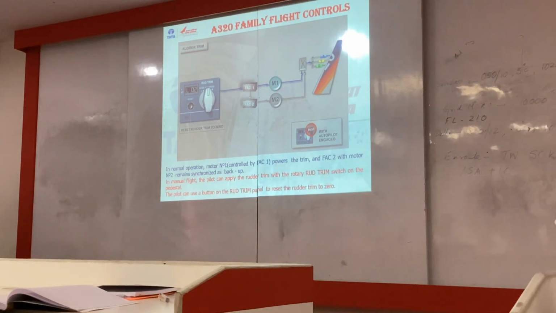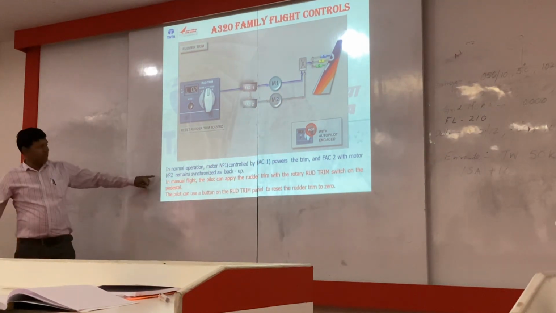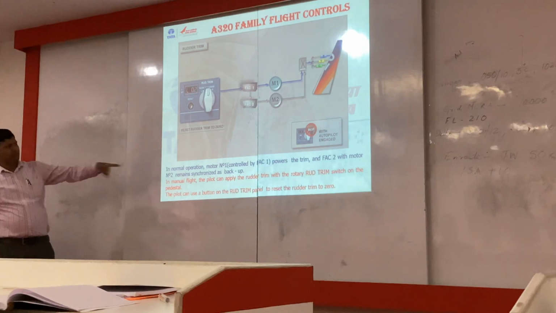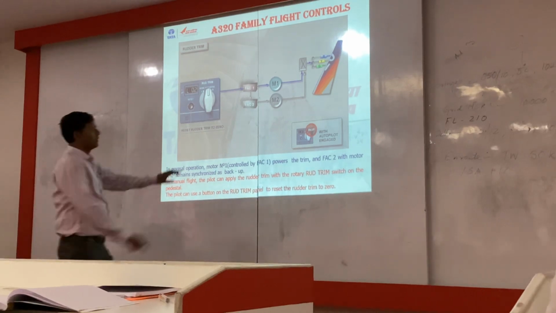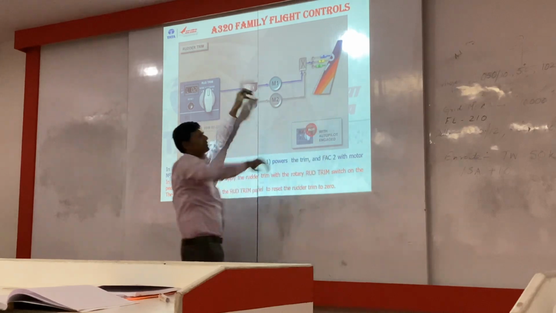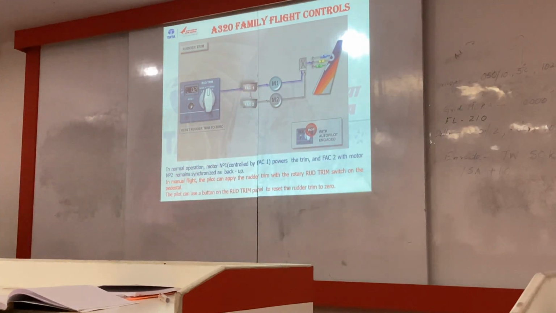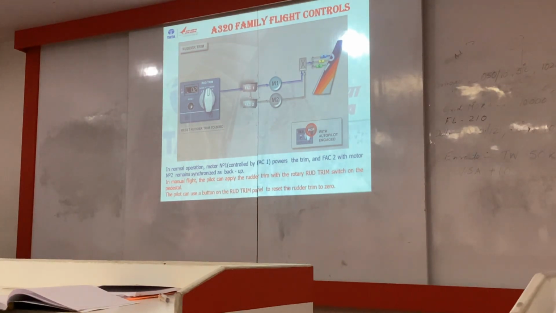Rudder trim: in normal operation, there are two motors. Motor 1, controlled by FAC 1, powers the trim, and FAC 2 with motor 2 remains synchronized as a backup. So basically this one is controlling, but the second one is ready on standby. In case a failure occurs, it will take over. In manual flight, the pilot can apply the rudder trim with the rotary rudder trim selector. The pilot can use the button on the rudder trim panel to reset the rudder trim to 0. So if you want to reset it to 0, you can reset it.